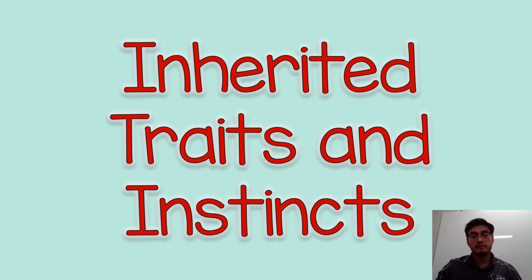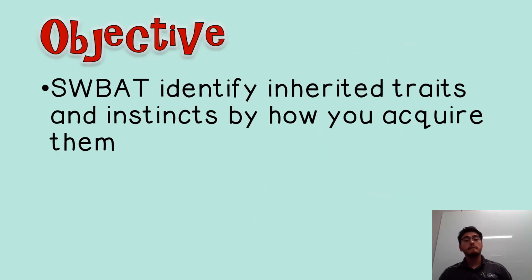Once again, make sure that you have a new journal page prepped so that we can take notes and pause whenever I'm asking you to answer a question on one of the slides. So I'm going to begin by making sure that you copy the objectives. Today we're going to be identifying inherited traits and instincts by how you acquire them.